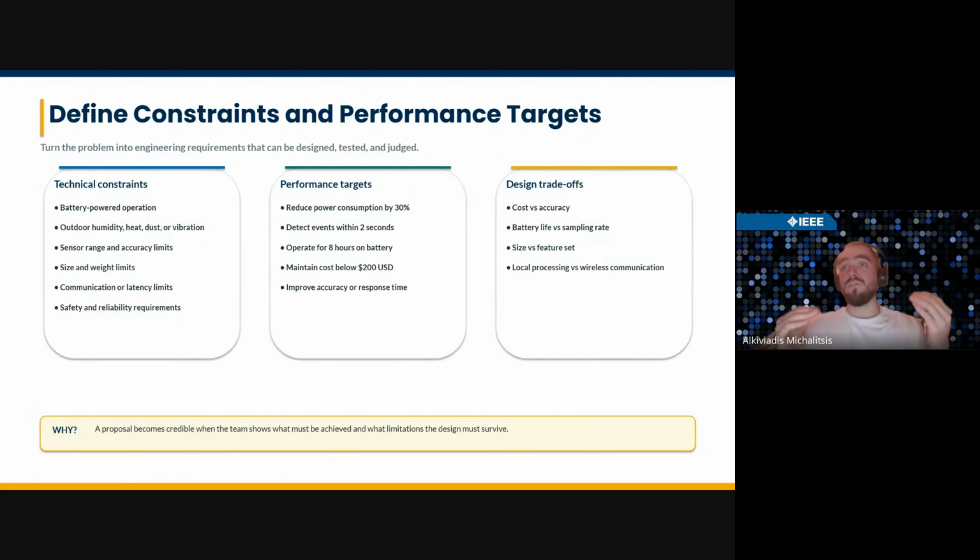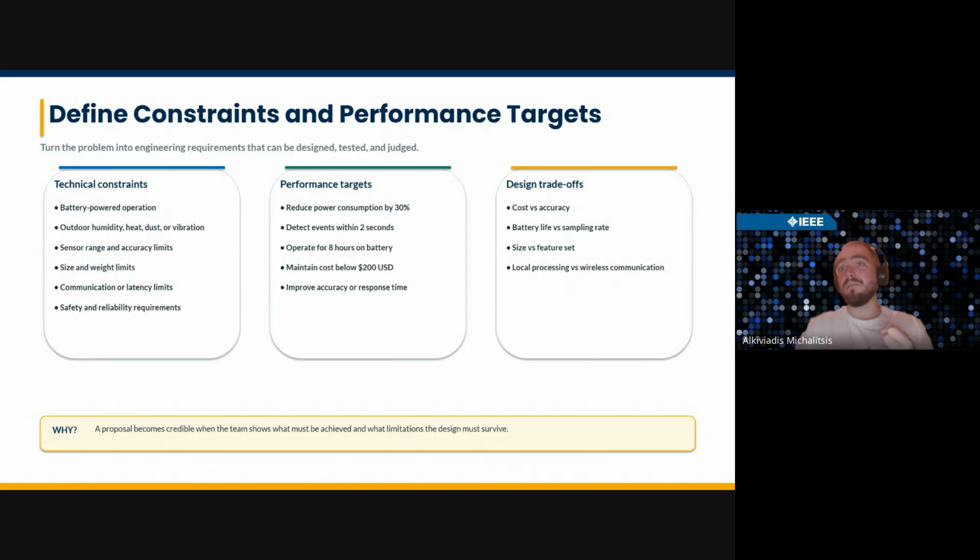What is the worst case scenario that you want to be capable of handling, and also what are the constraints that already exist. Regarding the technical constraints, an example might be a battery powered operation. You don't have unlimited power in the battery, so this will require recharging, or even changing the battery if it's not rechargeable. Outdoor humidity, heat, dust, or vibration might create problems during the movement of your system, in the electronics. The lack of insulation might be a problem, for example.